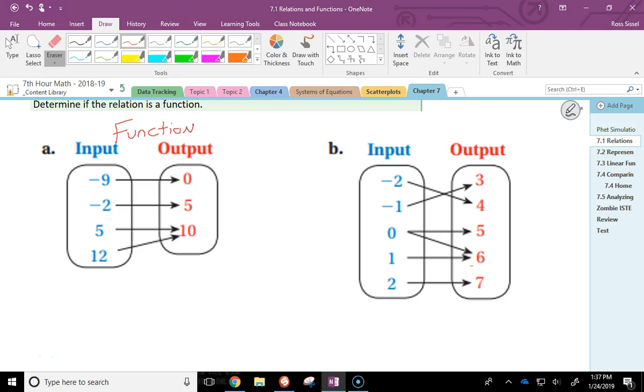Now, on B, do my inputs only go to one number? No. -2 went to only 4. -1 went to only 3. But 0 went to 5 and 6. If my input went to two numbers, it's not a function.